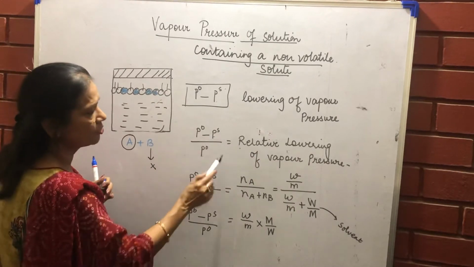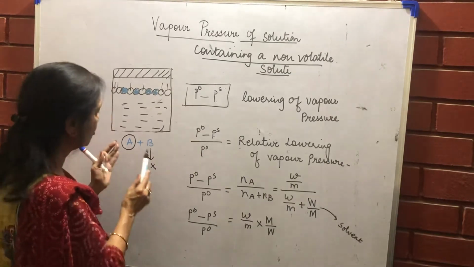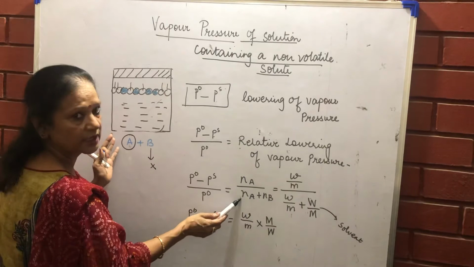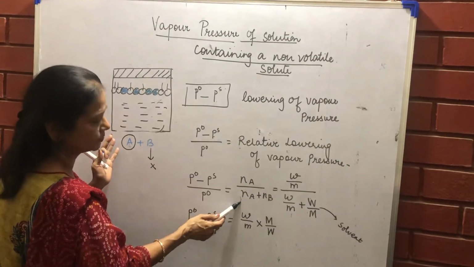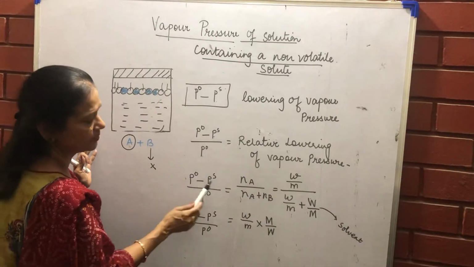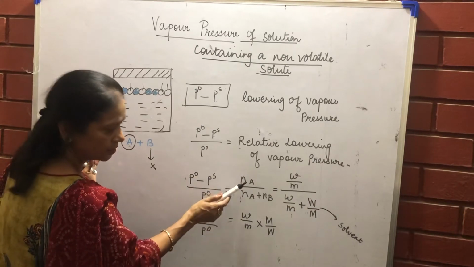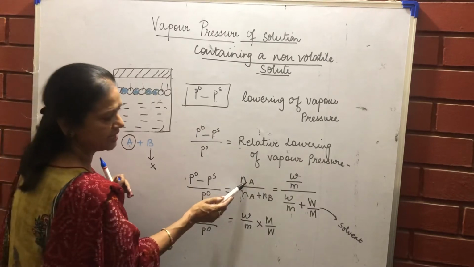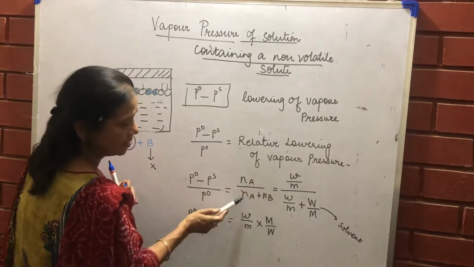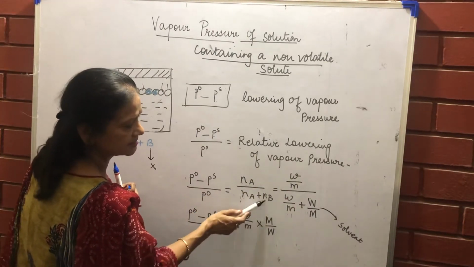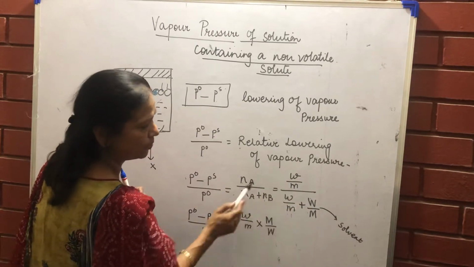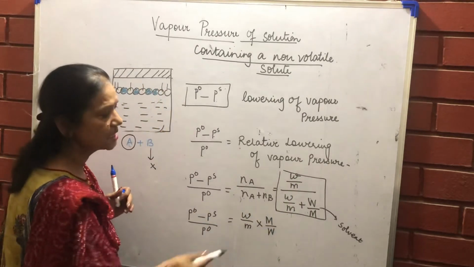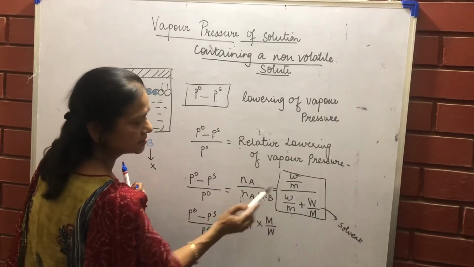Now relative lowering of vapor pressure is directly proportional to the amount of the solute. So amount of the solute we take by mole fraction of the solute. So relative lowering of vapor pressure is equal to mole fraction of the solute, which can also be written like this. Na is weight upon molecular weight. Again, weight upon molecular weight. This is the solvent, so capital W upon M. So this is the entire formula which we are going to use. This is solute and this is solvent.